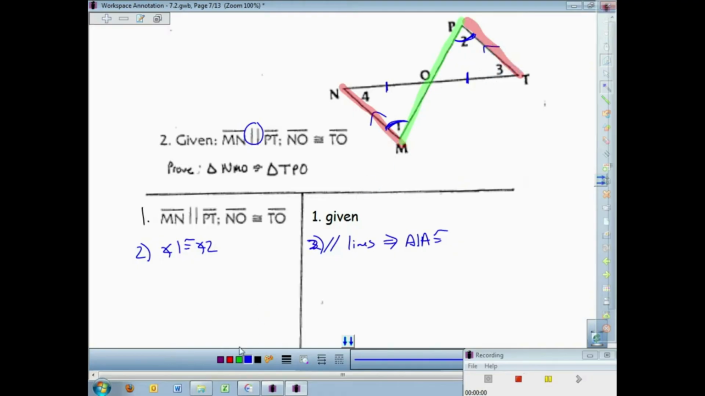But if I was still checking this out, what about 3 and 4? I could have put an arc mark. If I changed colors, I could have put an arc mark right here. This double red arc mark touches the red parallel line and it touches segment NT.